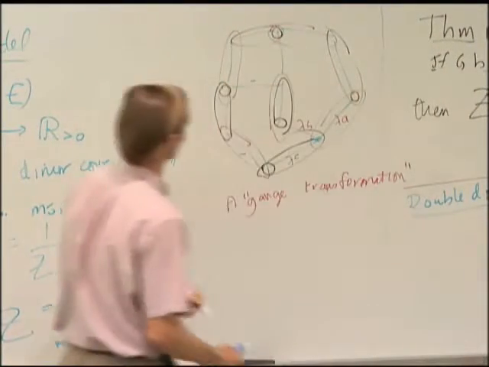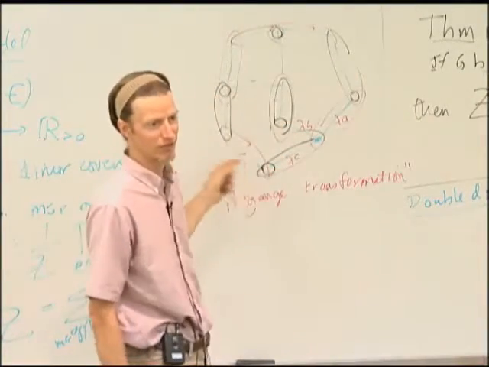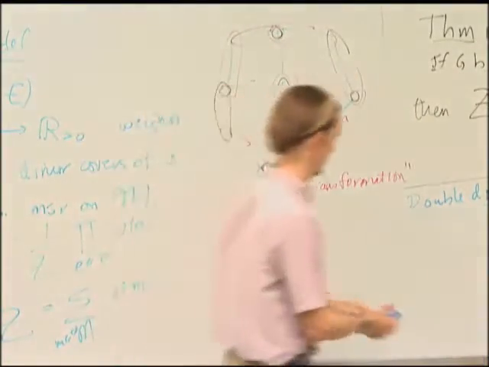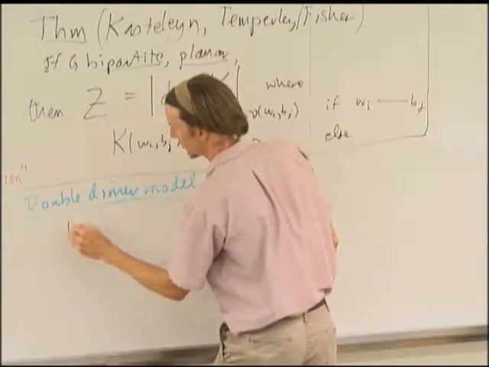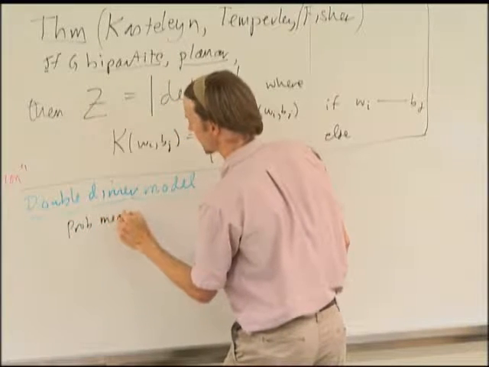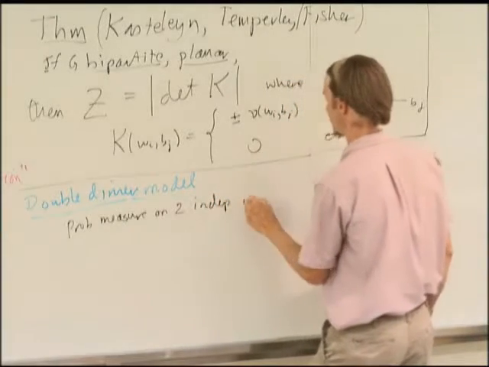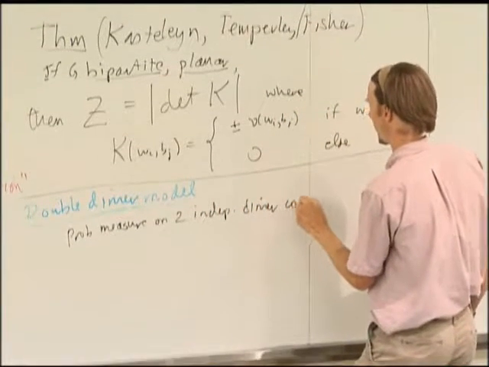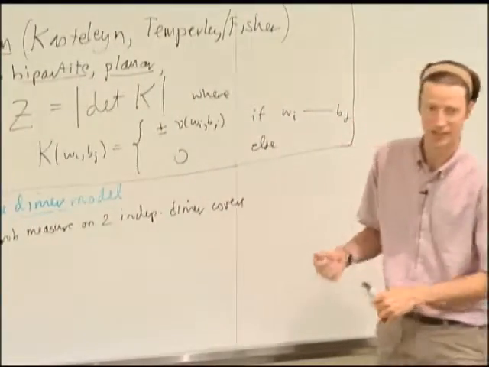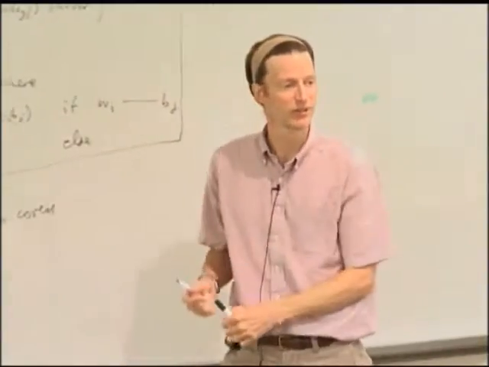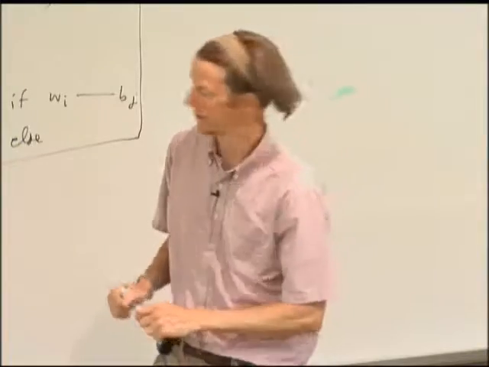So there's a black dimer cover and a red dimer cover. When I draw them together, I get some loops. Every vertex has degree 2 now, and some doubled edges. So the probability measure is the product probability measure on 2 independent dimer covers of the same graph. Alternatively, you can think of it as a probability measure on edge configurations of a graph where an edge configuration consists of loops and doubled edges.